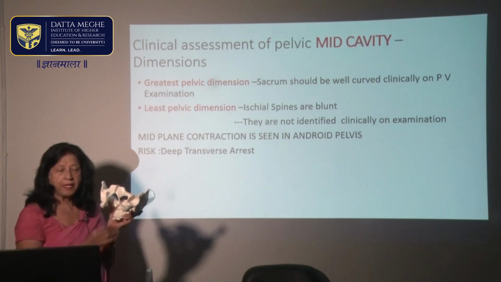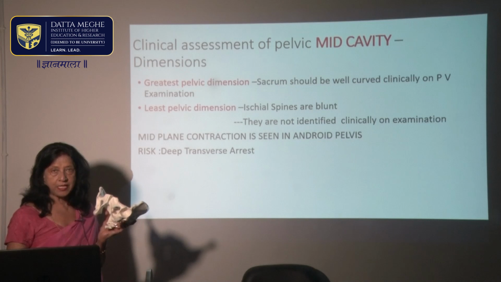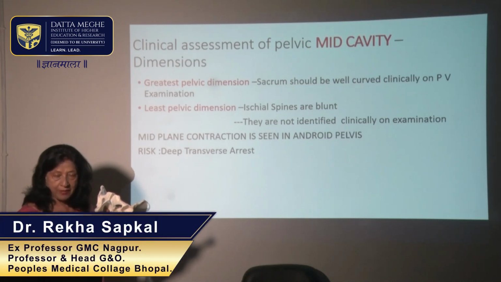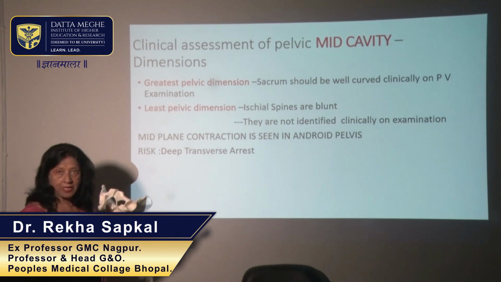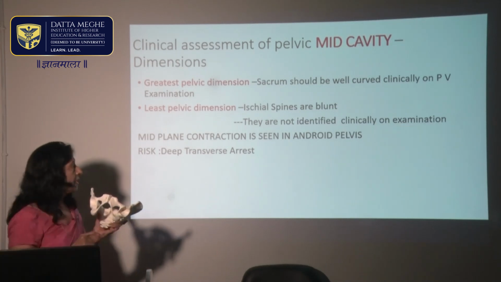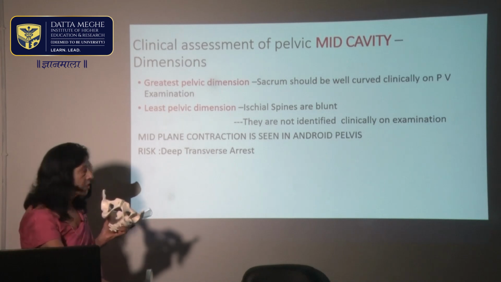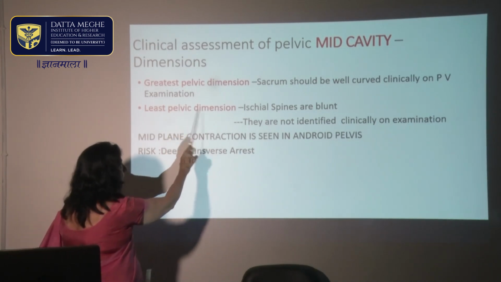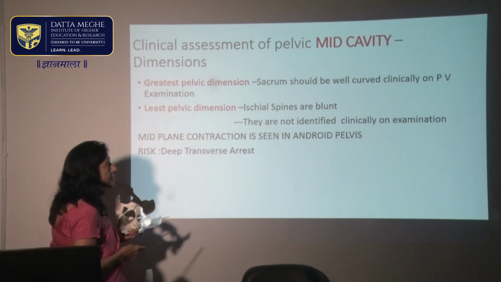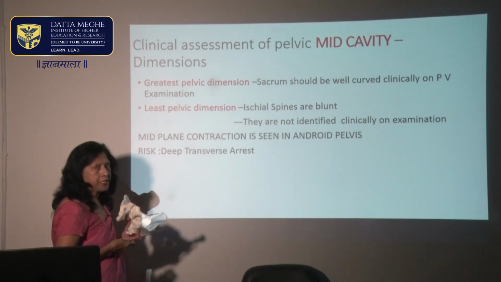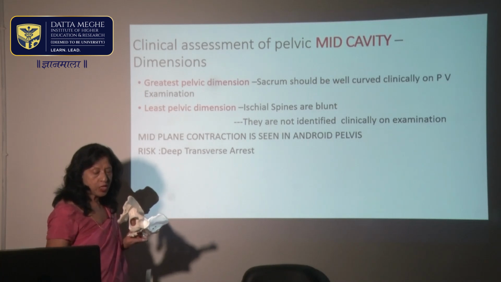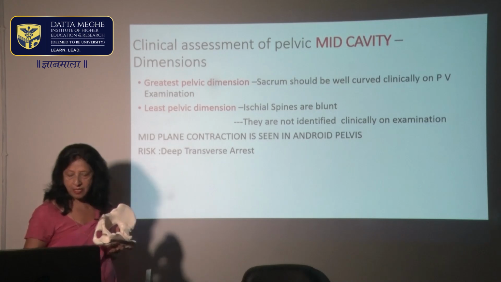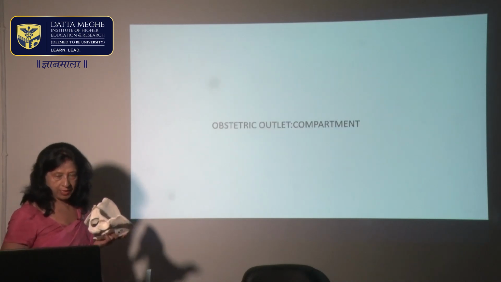What is the risk here? There is a risk of deep transverse arrest, an arrest of labor in the transverse direction of the pelvis. So, that is a problem in labor. You must understand the greatest pelvic dimension should be spacious, the sacrum should be well curved, and for the least pelvic dimension, the ischial spines should be blunt, and usually they are not identified on PV examination. If they are sharp, then it is a problem. So, what is the risk? The risk is of deep transverse arrest.